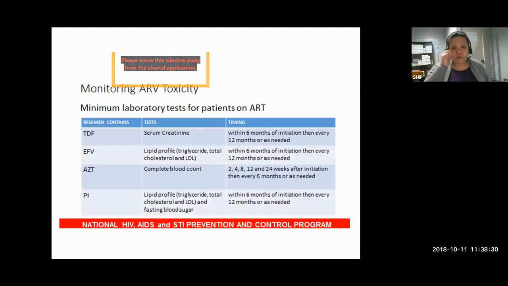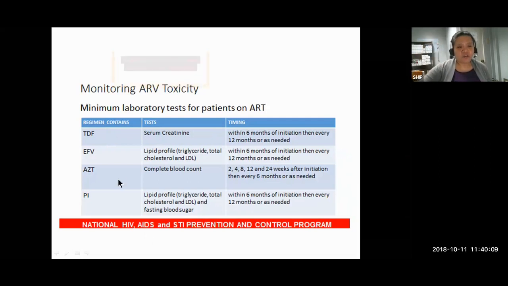So according to the about to be signed new guidelines, these are the basic monitoring schedule. For those who are on tenofovir, please do a creatinine within 6 months of starting, then every year or as needed. If your patient is on efavirenz, you should monitor the lipid profile, which should include total cholesterol, triglyceride, LDL or the bad cholesterol within 6 months of starting and then every year.